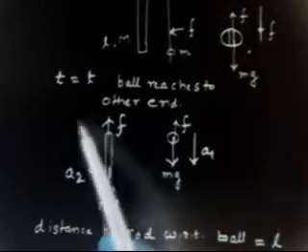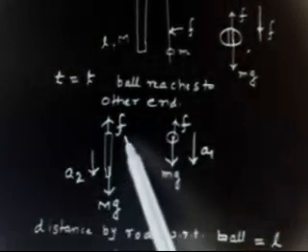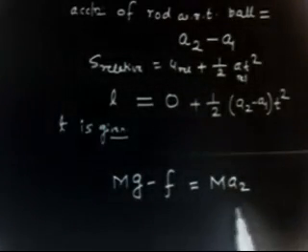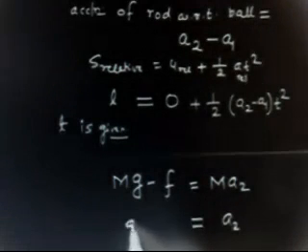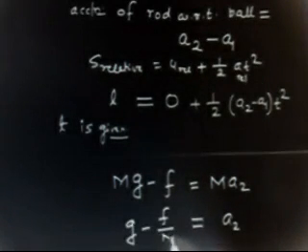So let us write down the equation of motion for this. So mg minus f is equal to Ma2. So from here I can write a2 is equal to g minus f by M. So this is my equation 1.